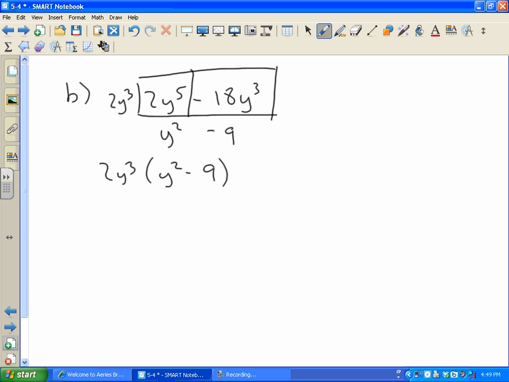I warned you guys earlier, y squared minus 9 is not factored completely. In fact, this is the difference of squares. The difference of squares will factor to y plus 3 in this case, and y minus 3. Square root of y squared is y, square root of 9 is positive and negative 3, and we will bring down the first factor, 2y cubed. Factoring completely.